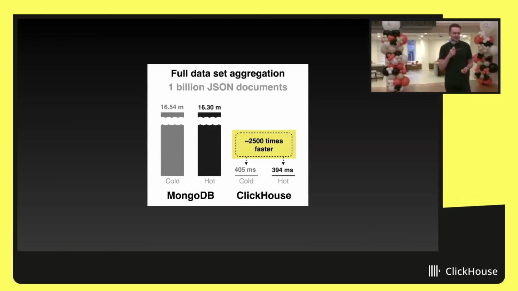Let's take a look at some numbers. If we compare to MongoDB, we run a query in milliseconds, 400 milliseconds in this example, and MongoDB does it in 16 minutes. So we are 2,500 times faster.